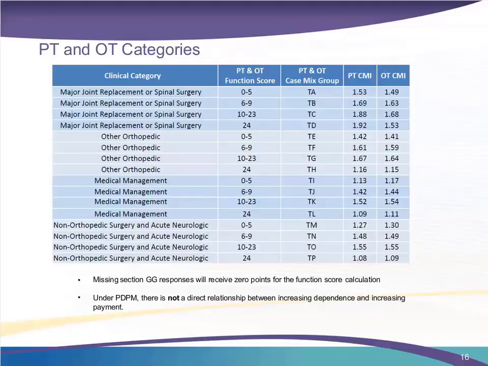So we've talked about each of the clinical categories. There are 4. They further divided up the PT and OT functional score for each of these sections from 0 to 5, 6 to 9, 10 to 23, and then 24, which is the most independent. So what is interesting about this, and as we continue to read through this and learn, you will notice that there is no direct relationship between increased dependence and increased payment. And I'm going to show you a really quick example for this. The highest PT CMI that you're looking at is a 1.92 for a major joint replacement or spinal surgery, and the PT functional score is a 24, which is independent.